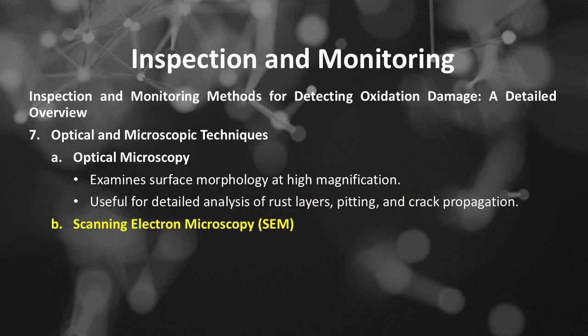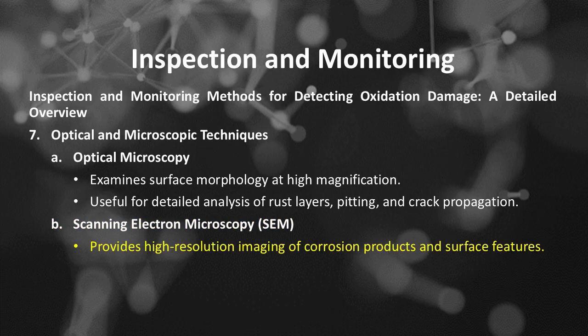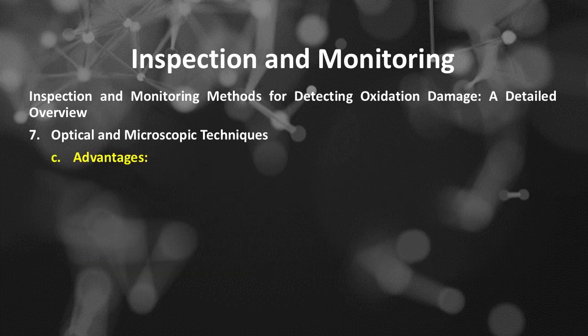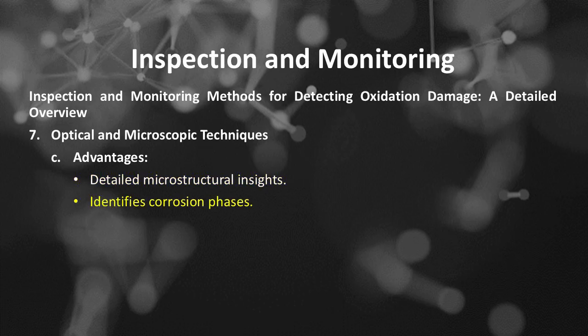Optical and microscopic techniques. Number B is scanning electron microscopy or SEM. Provides high-resolution imaging of corrosion products and surface features. Can perform elemental analysis or EDS to identify corrosion products. Optical and microscopic techniques advantages include detailed microstructural insights. Identifies corrosion phases.